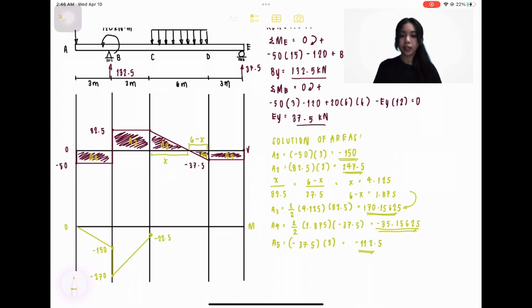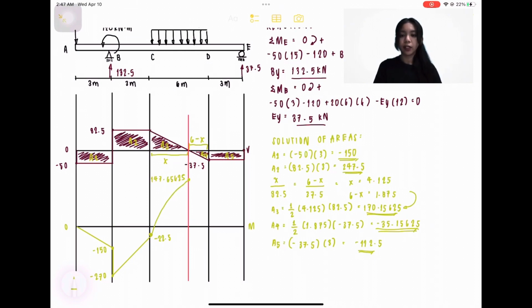Next, add the third area, which is 170.15625, to negative 22.5, and we will get 147.65625. However, since uniform load ito at positive decreasing siya, instead of using a diagonal line, we will draw a parabola that opens downward, o parang sad face.